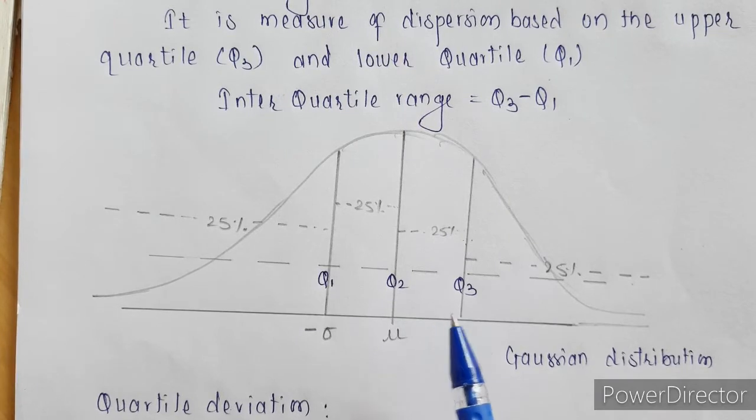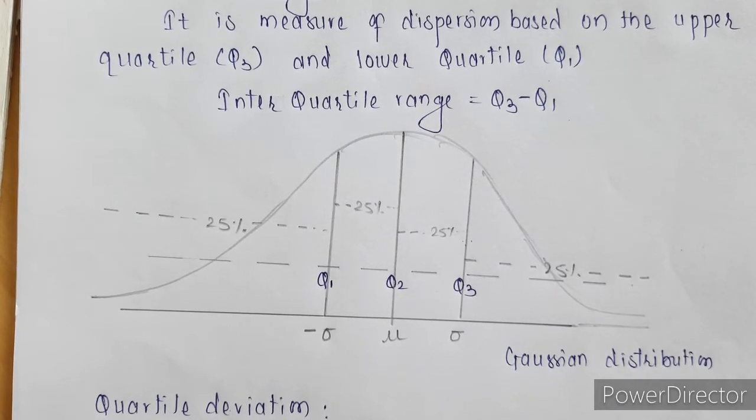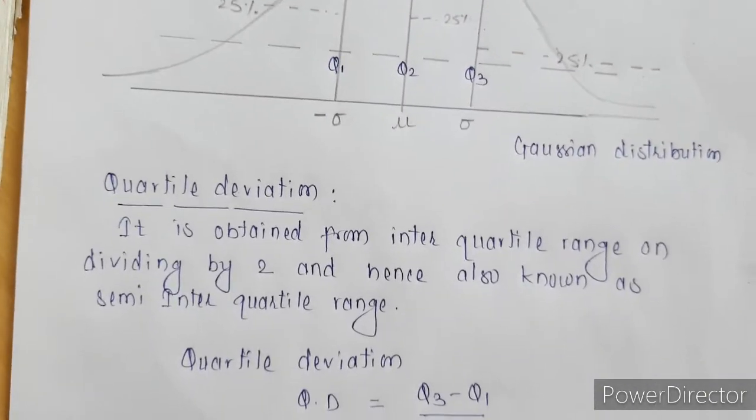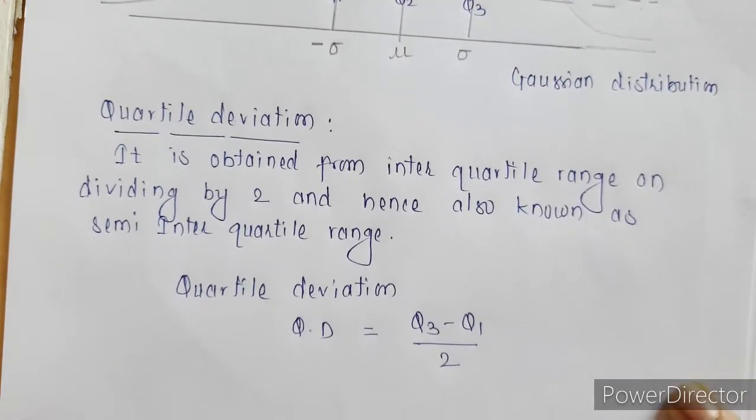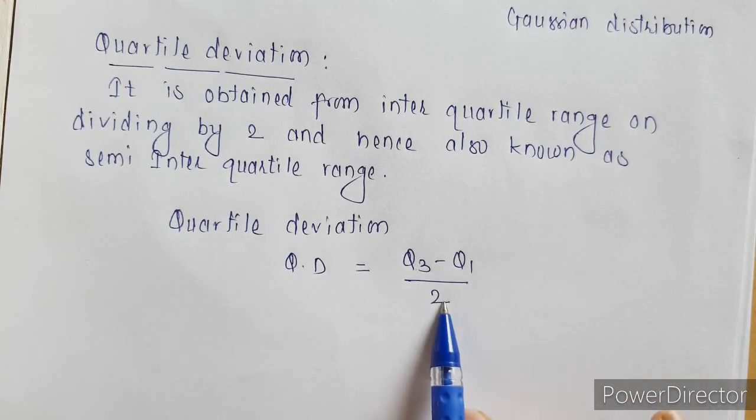Now in quartile deviation or interquartile range, we are only taking care of the middle 50% of the data. We are not taking care of the extreme ends. So this makes it the best measure of dispersion for the open-end system. Now quartile deviation is obtained from interquartile range by dividing it by 2. So this is Q3 minus Q1 upon 2.